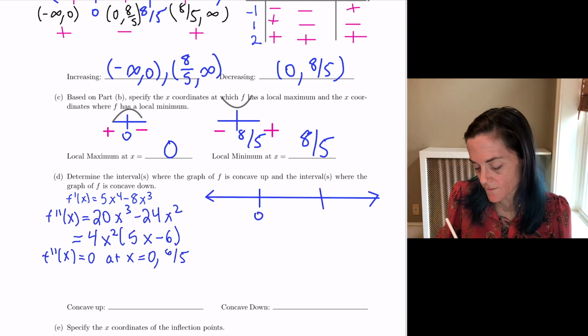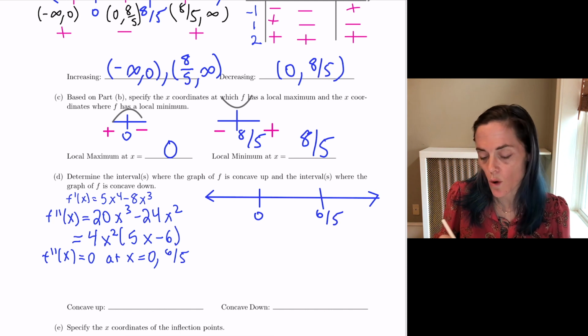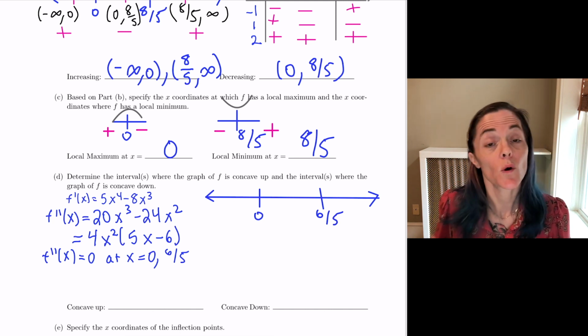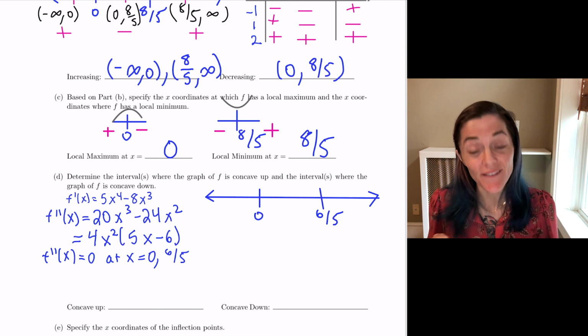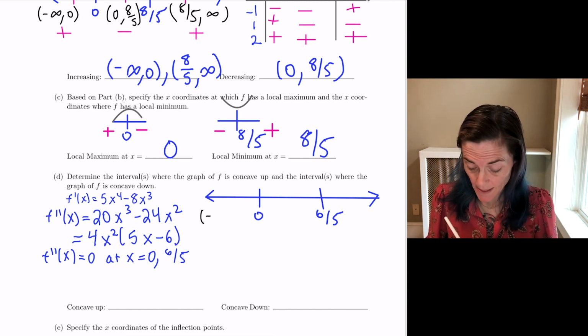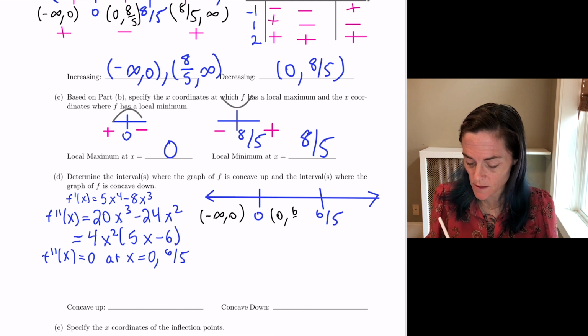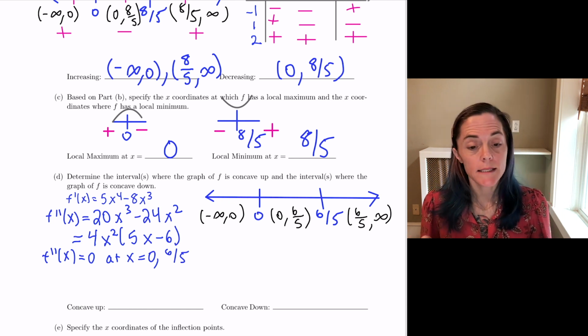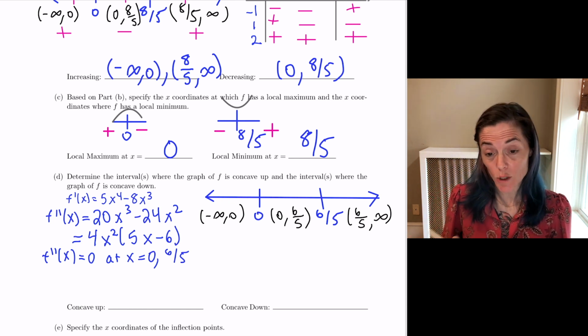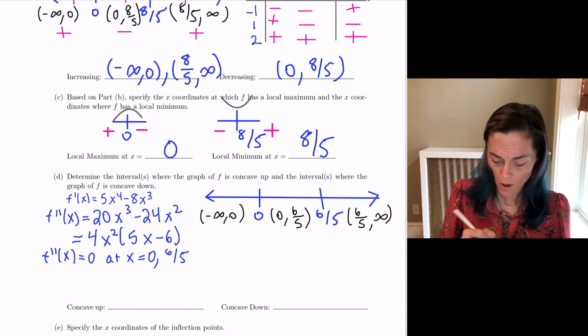Once again, we divide the domain into open intervals, but this time I'm going to be working with the second derivative. So here this goes minus infinity to 0. We have 0 to 6 over 5. We have 6 over 5 to infinity. Let's see. I need to test the second derivative. Maybe I will just do this smaller underneath.